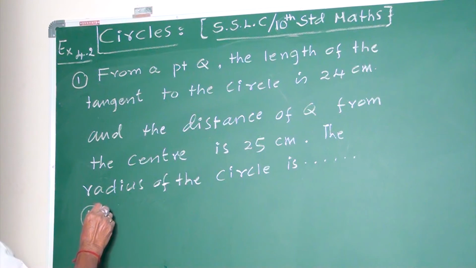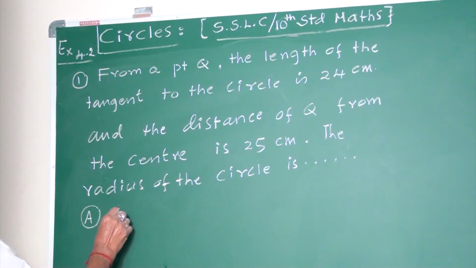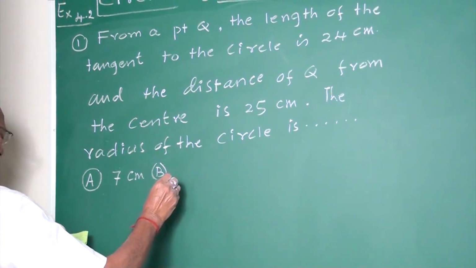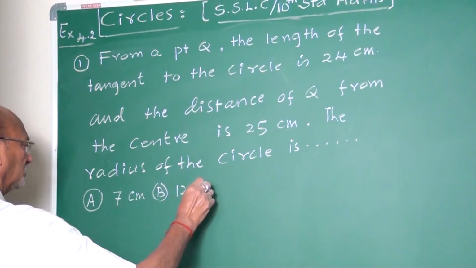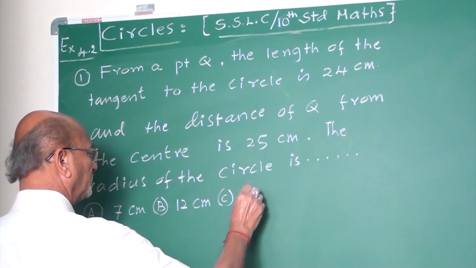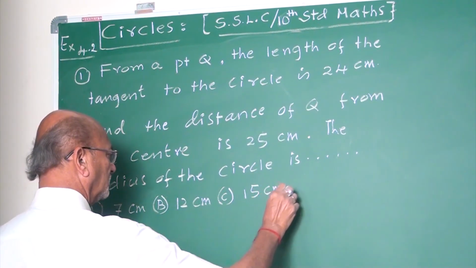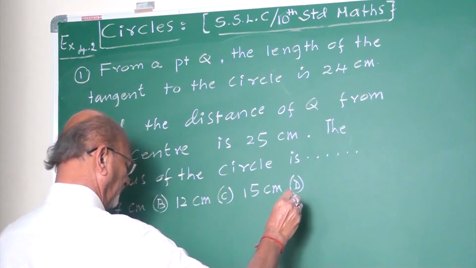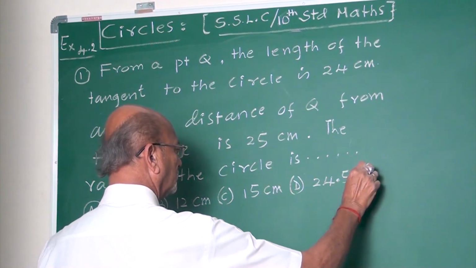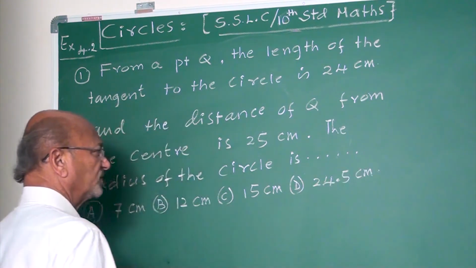A, 7 centimeter. B, 12 centimeter. C, 15 centimeter. D, 24.5 centimeter. These are the options.